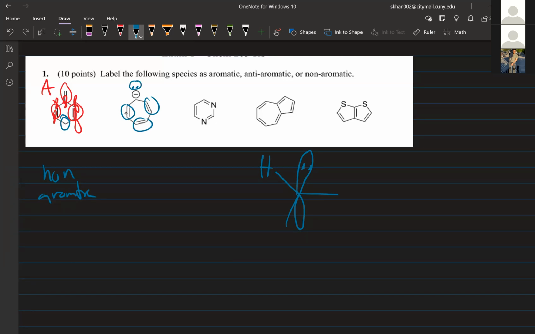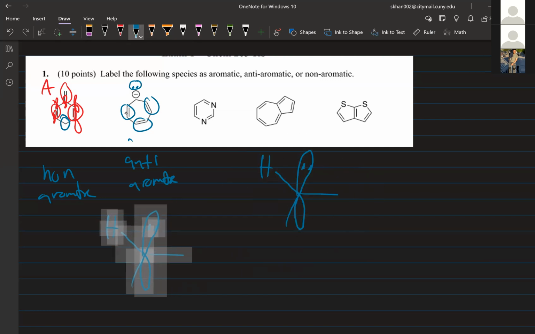I mean, technically they have 4 electron domains, but that last electron pair is in a p orbital. It can't switch out of it. That's the only place it can be. So this one is anti-aromatic. Move this down below. So that was B.